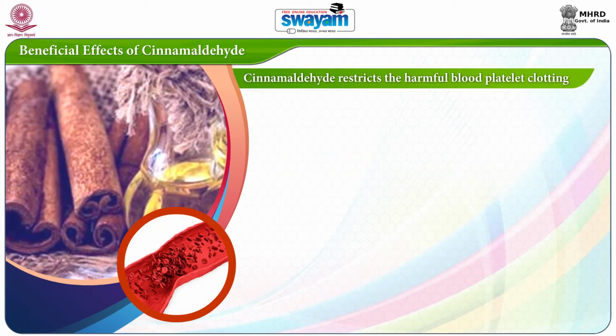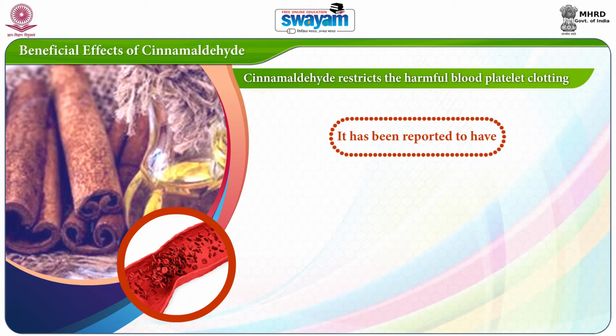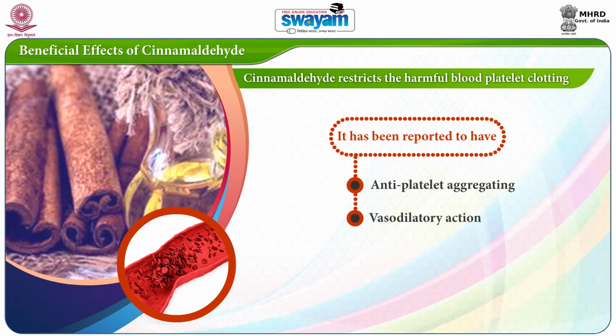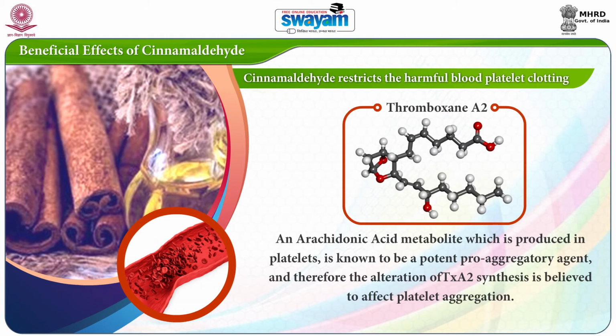Cinnamaldehyde restricts harmful blood platelet clotting. Cinnamaldehyde has been reported to have anti-platelet aggregating and vasodilatory action in vitro. Thromboxane A2, an arachidonic acid metabolite produced in platelets, is known to be a potent pro-aggregatory agent, and therefore the alteration of TXA2 synthesis is believed to affect platelet aggregation.